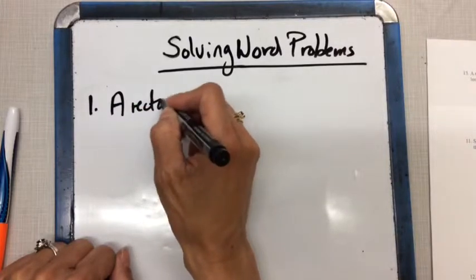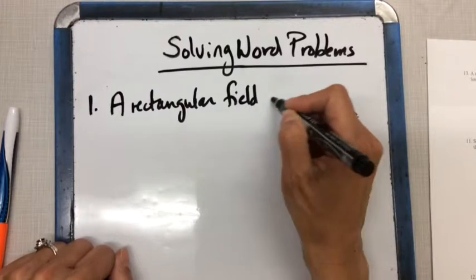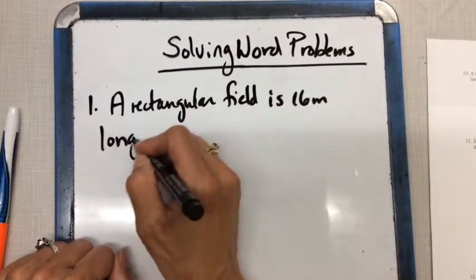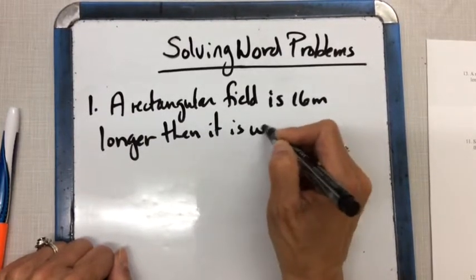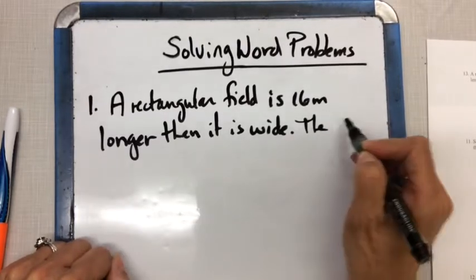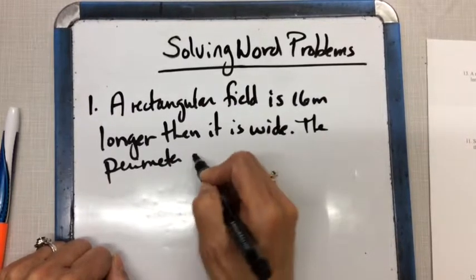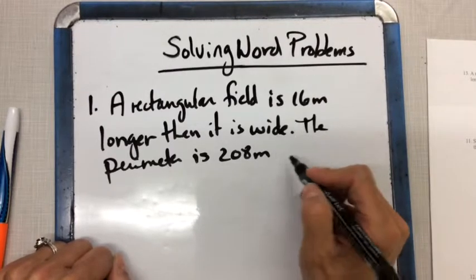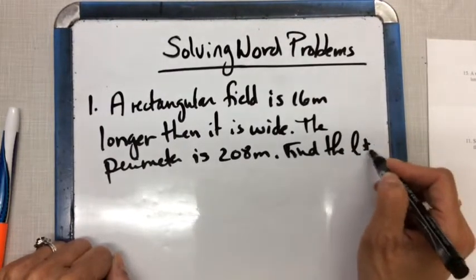A rectangular field is 16 meters longer than it is wide. The perimeter is 208 meters. Find the length and width.